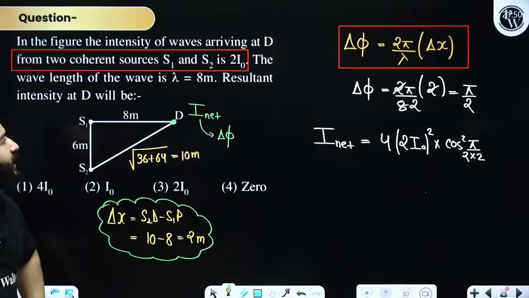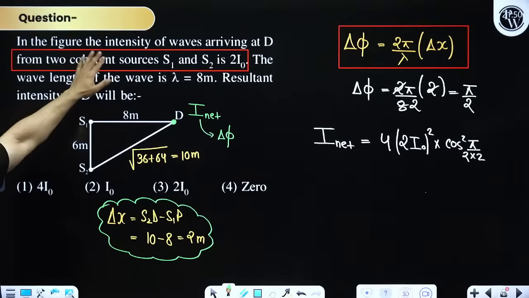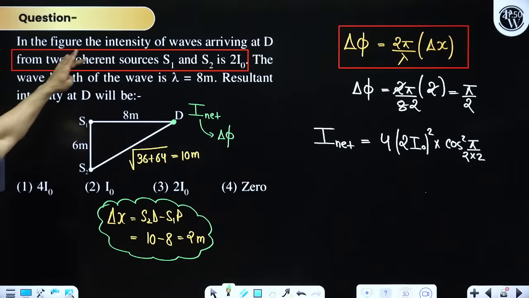Now the point is, they are saying that in the figure, the intensity of the waves arriving from two coherent sources is 2I0. Achha, they are saying that it is 2I0. The resultant intensity at D will be... In the given figure, the wavelength is 8 meter, resultant intensity at D will be, just a second here, from two coherent sources is 2I0.